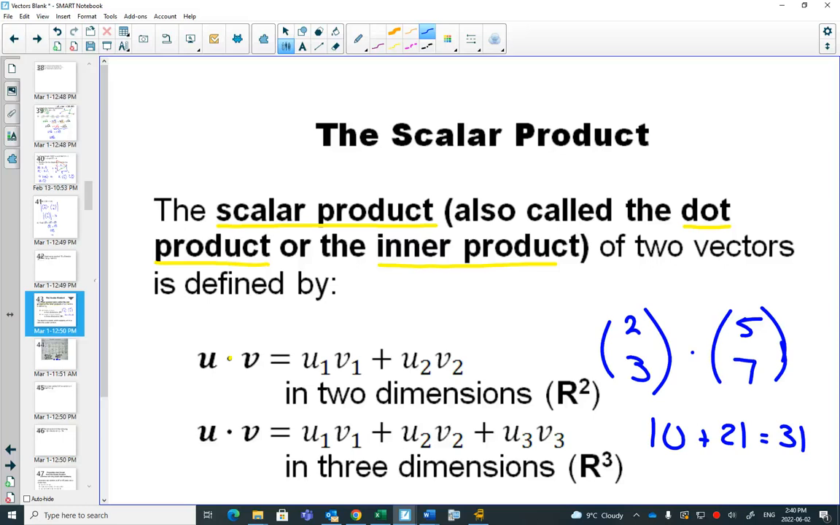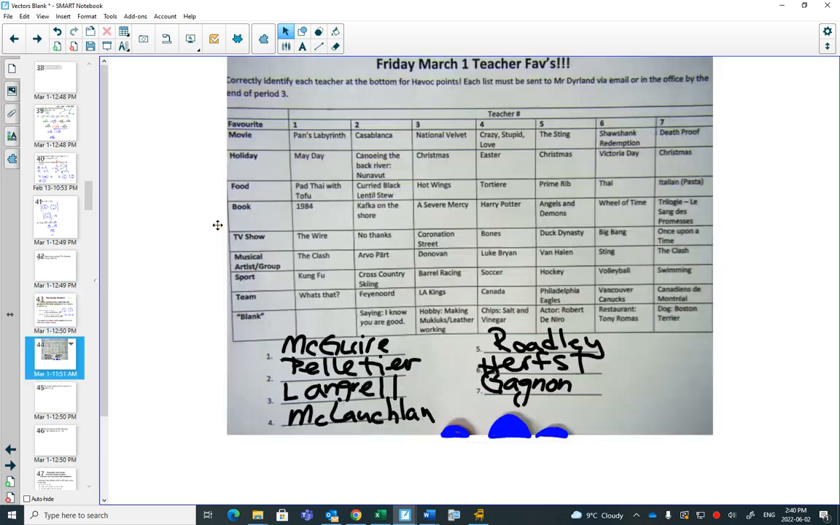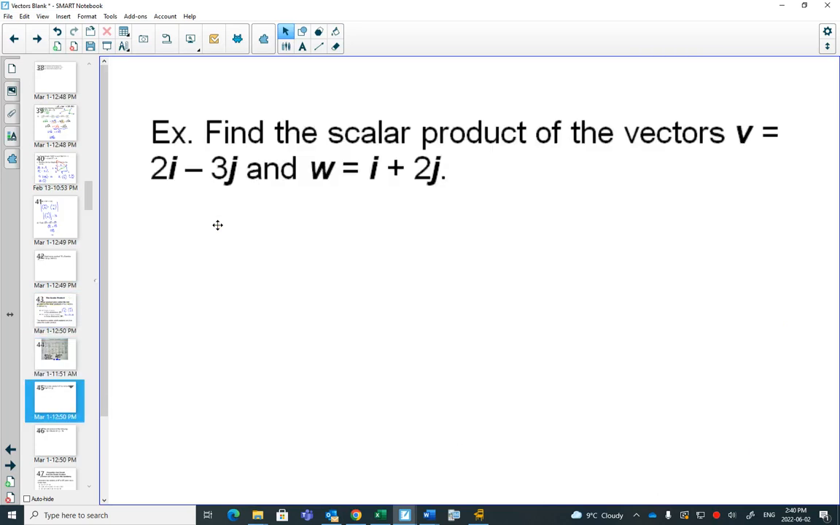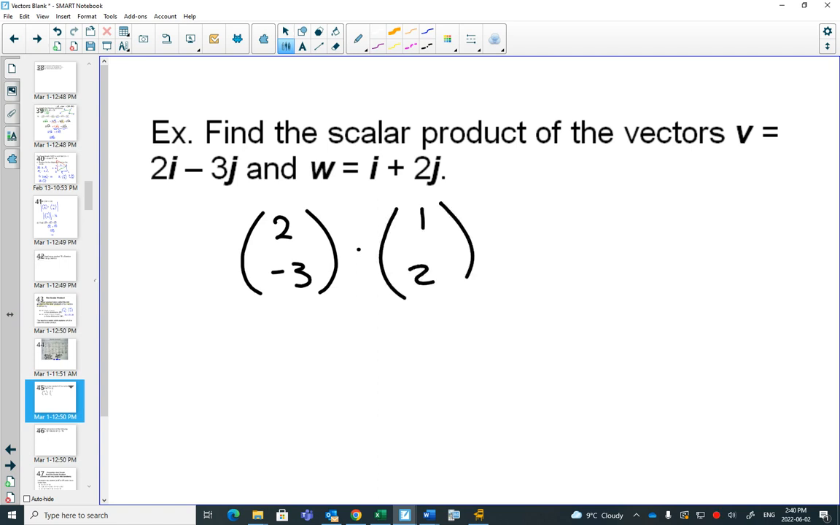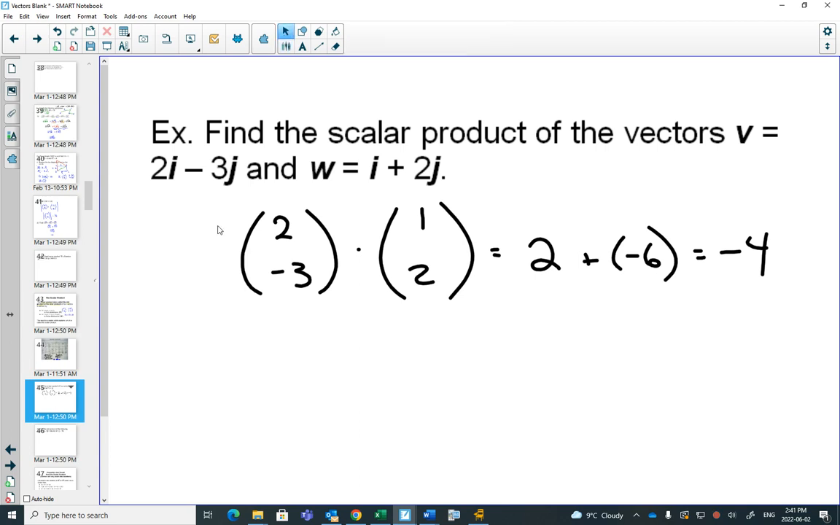Same thing in 3 dimensions. Multiply the first ones, multiply the second ones, multiply the third ones, and add them up. So here, find the scalar product of 2, negative 3, dot 1, 2. 2 times 1 is 2. Negative 3 times 2 is negative 6. Add them together, and we have a dot product of negative 4.